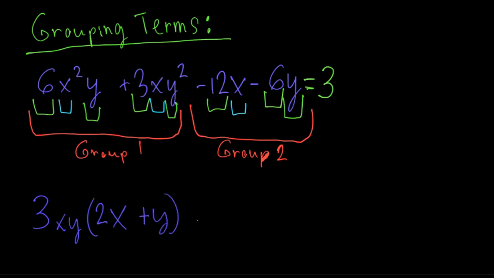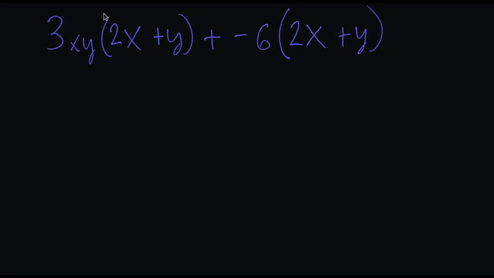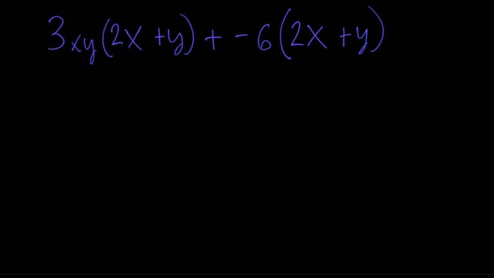And now let's do the second group. Okay, so what's the highest common factor for this group? It's going to be minus 6. And since we have an x and a y, we can't factor out either of them. Okay, so what will minus 6 multiply by to give us minus 12x? It will be 2x, right? And what will minus 6 multiply by to give us minus 6y? That will be plus y. Okay, so here we have the almost factorized expression.